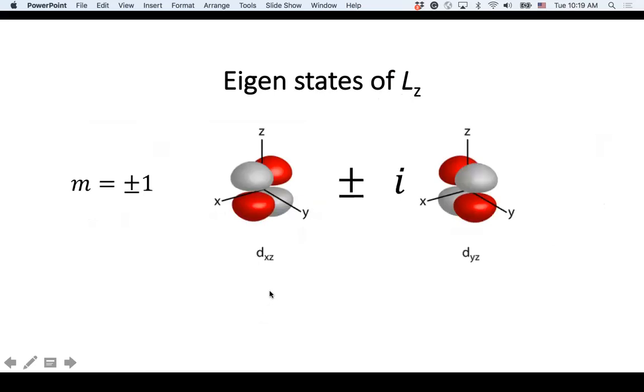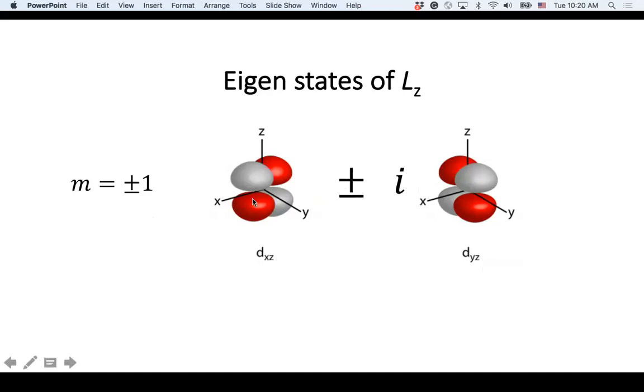The second group is when m is plus or minus 1. You need to know that dxz and dyz are not eigenstates of Lz. But the linear combination of them can become the eigenstate of Lz. So the combination is this chiral combination, plus and minus i times dyz. Because m plus 1 means they're rotating in this way, minus 1 means they're rotating the other way.